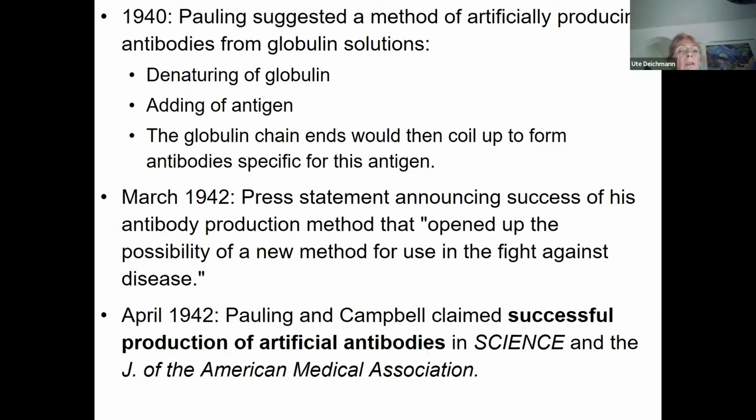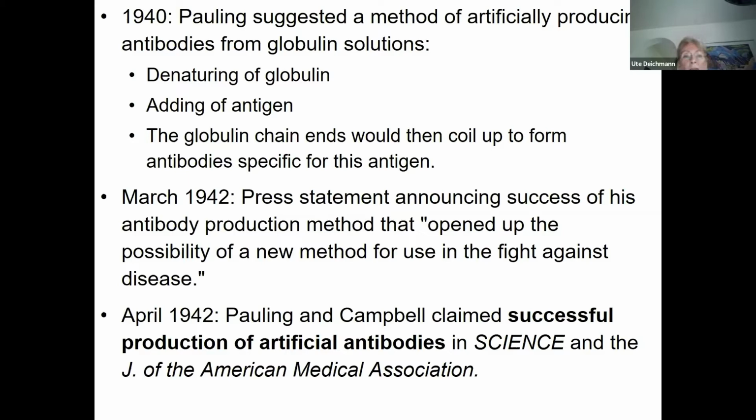In this paper, Pauling also suggested a method of artificially producing antibodies from globulin solutions, starting with the denaturing of globulin and so on. And less than 2 years later, he released a press statement announcing success of his antibody production method as a new method for use in the fight against disease. And a month later, Pauling and Daniel Campbell claimed successful production of artificial antibodies in two papers in Science and in the Journal of the American Medical Association.